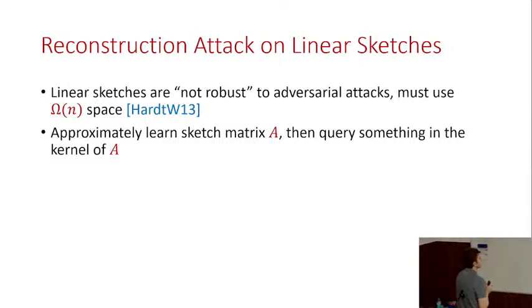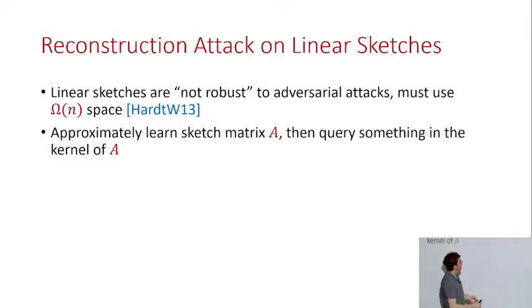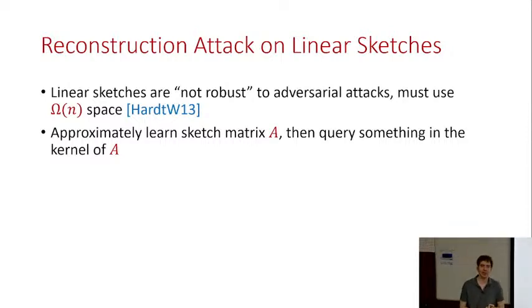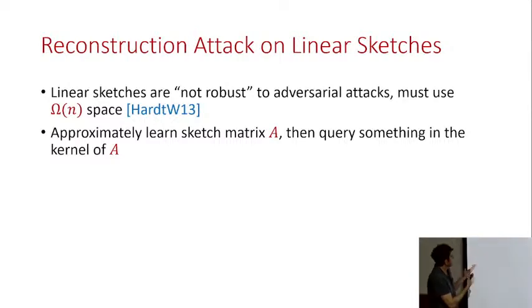So the idea is the attacker is going to try to learn this sketching matrix by making certain queries, and after it learns it sufficiently well, it can query a vector which is in the kernel of this matrix A. Remember this matrix A is wide and thin, so it has a large kernel. If I query something in the kernel of this matrix, it sees the 0 vector. So if it's going to get a multiplicative approximation, it has to output 0, but in fact you queried it with a non-zero vector. So it's trying to learn the kernel.